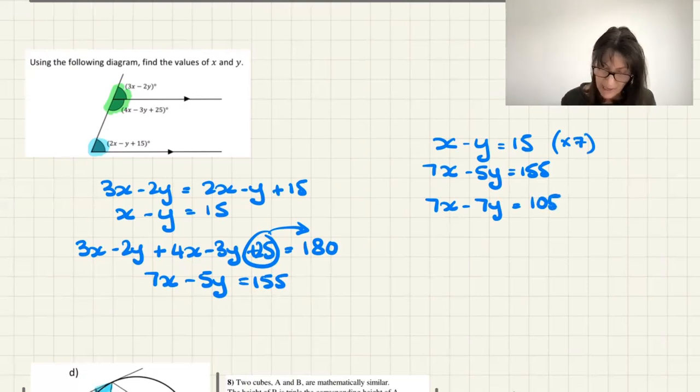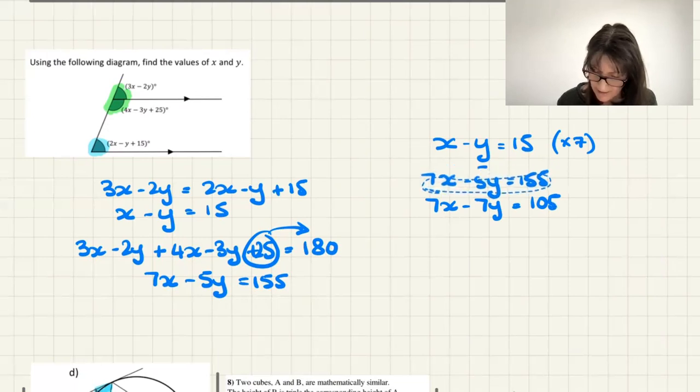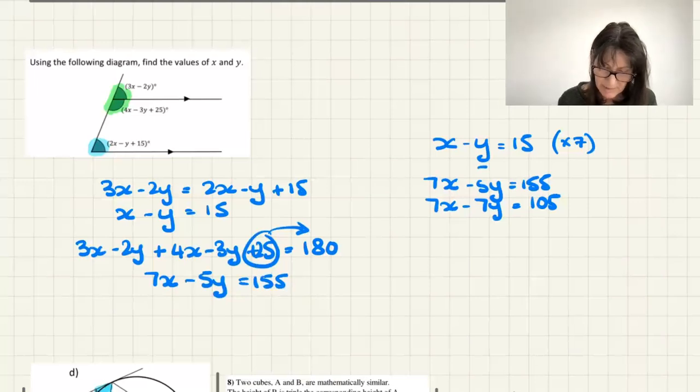Okay, I'm going to keep it in that order rather than write the second one underneath. I'll just bring that one down. The reason that I've done that is because I can see that this is greater than that. So if I do the takeaway this way round, I'll get a positive number. I might just avoid a bit of negative work. It doesn't matter which way round they are, which one's on top, which one's underneath. So I'm choosing that because I think it might be easier.